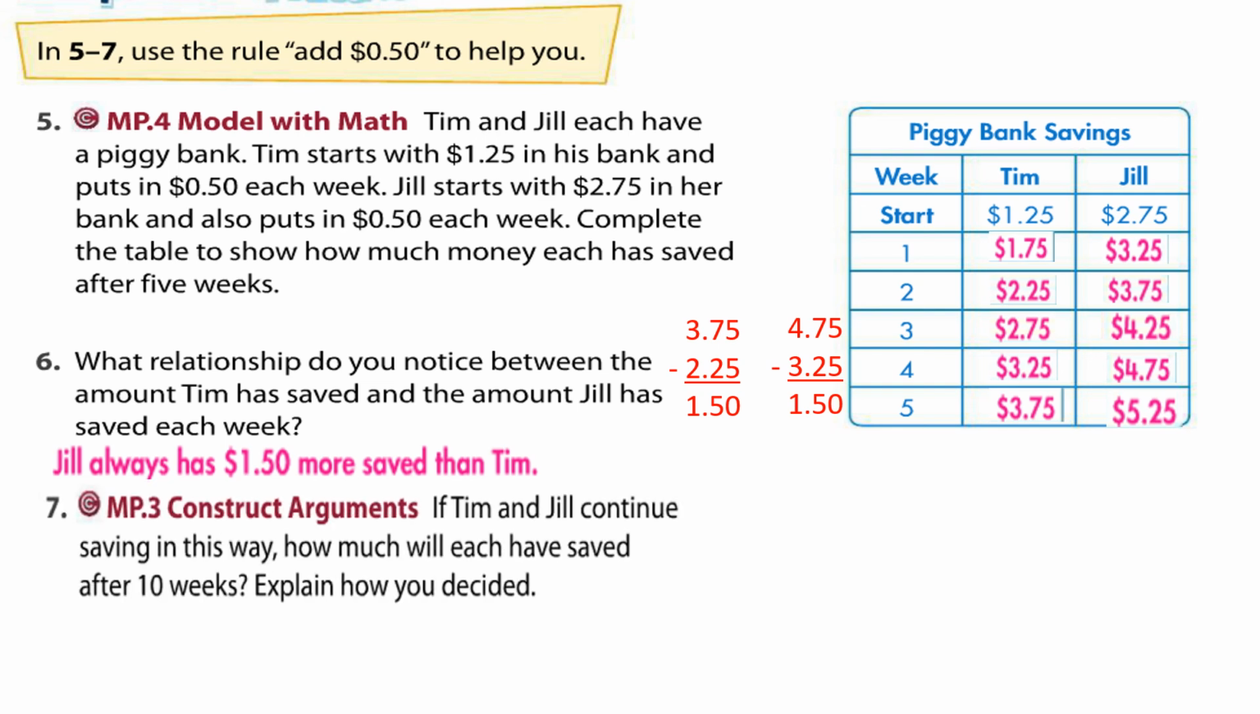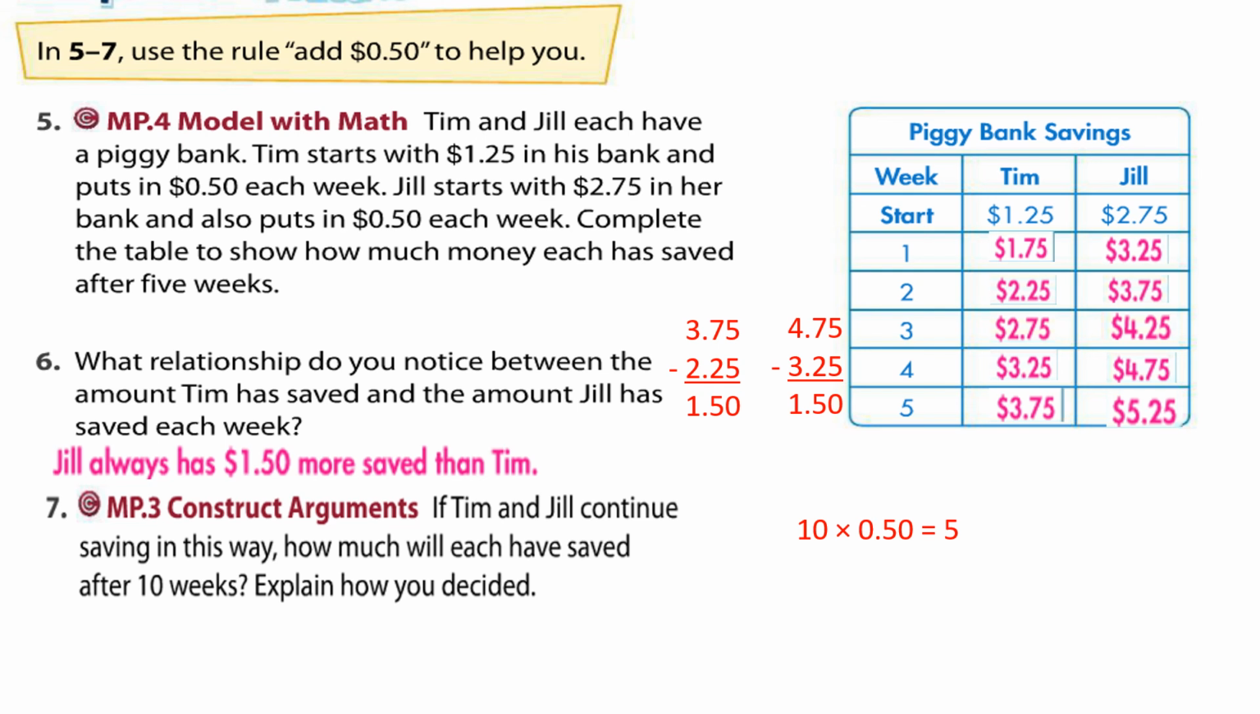Okay, question 7, if Tim and Jill continue saving in this way, how much will each have saved after 10 weeks? What will I do for this one now? Just complete the table to get after 10 weeks. Just add 0.50, 0.50, 0.50 to get after 10 weeks. Both of them will be what? Or you can do it the other way, which is multiplying the rule by the number of weeks. Just multiply the rule, which is 0.50, by the number of weeks, which will be 10, excuse me.